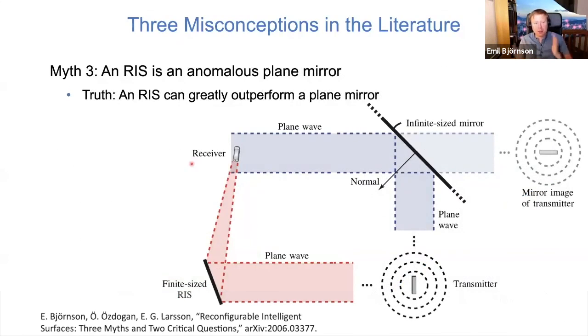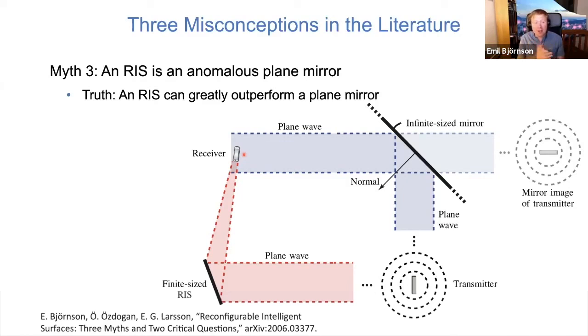Another misconception is that you should view these surfaces as being a plane mirror. A plane mirror behaves like this: if you have a transmitter that sends a plane wave and it bounces off an infinitely sized mirror, then you will see a plane wave go through here. As you can see, the receiver is only capturing a small part of it. If you are looking at yourself in the bathroom mirror, you only see yourself in part of the mirror. The rest of it is wasted.